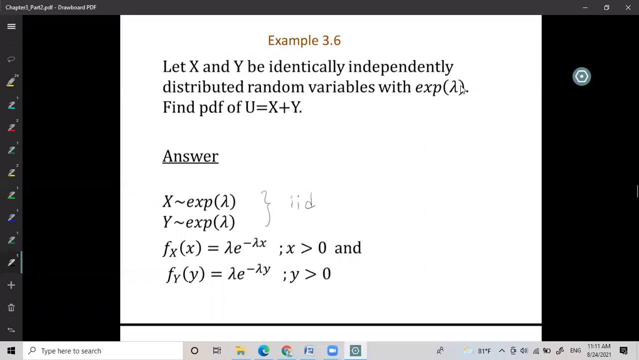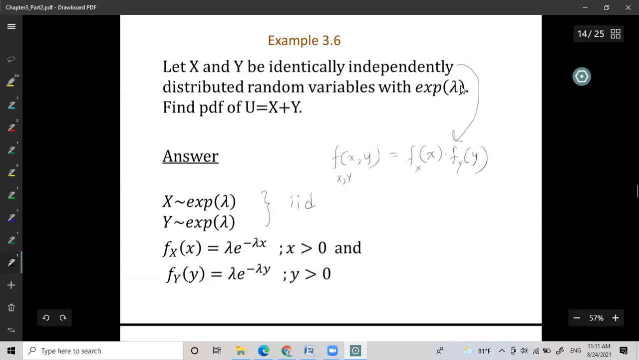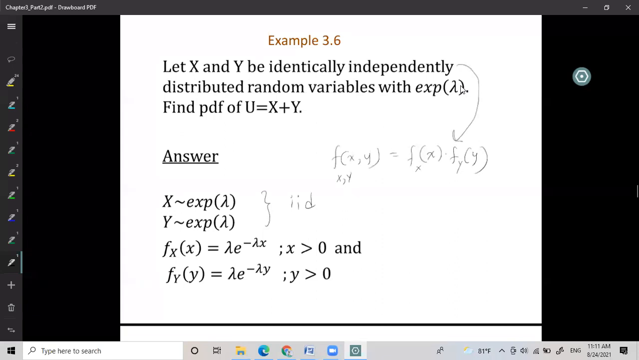And what is the other information that you know from independency? The joint density of X and Y, what is it? That should be the product of the marginals. So this is what you get from the independent information. When you see two random variables are independent, the first thing that comes to your mind is that the joint density is the product of the marginals.